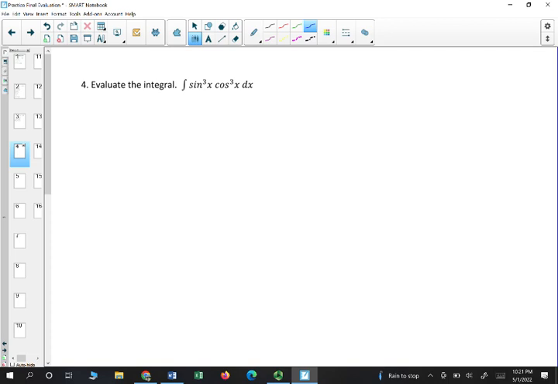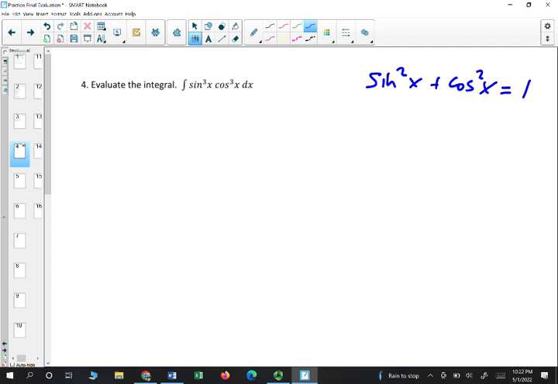The integration with trig functions. Here we want to account for the chain rule component. We want to rewrite one of the functions as the form of another one. For example, we could go back to our trig identity, sine squared x plus cosine squared x equals 1.